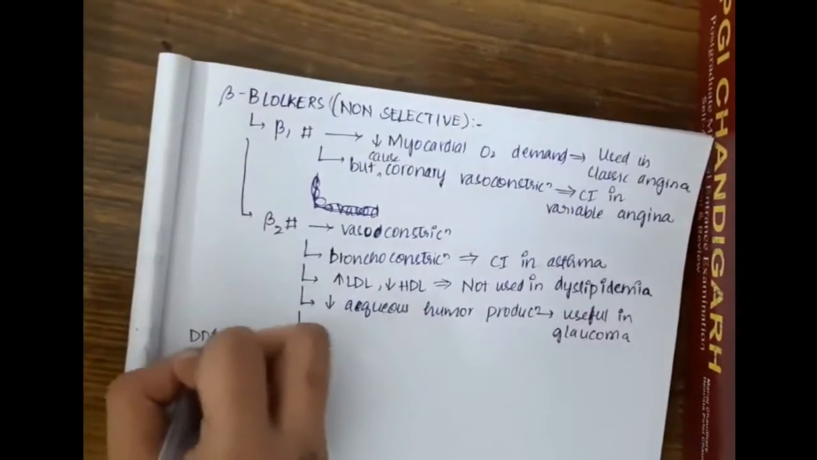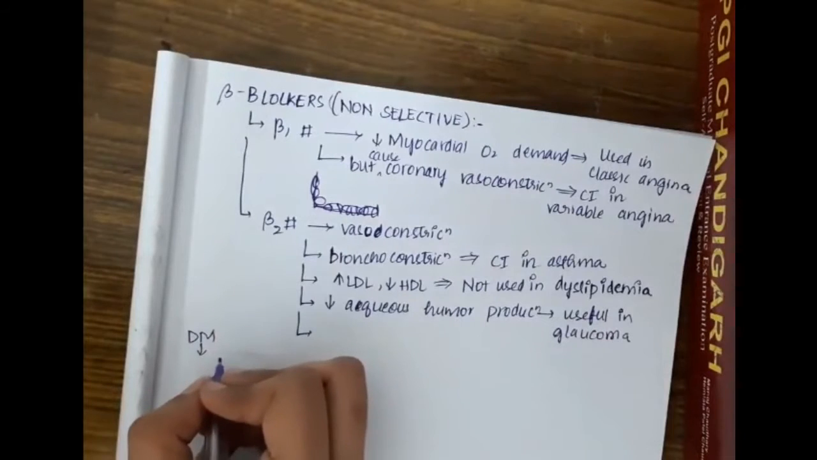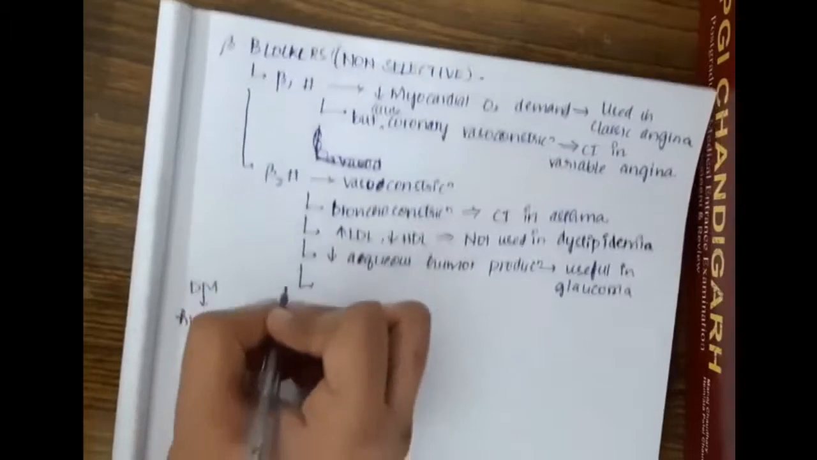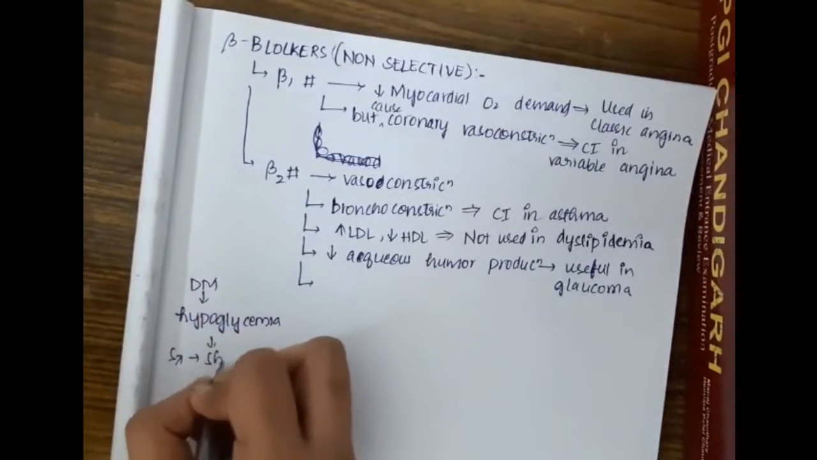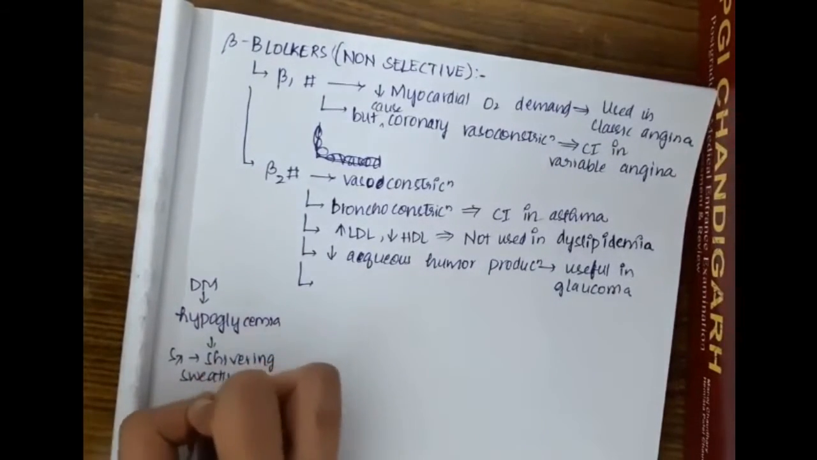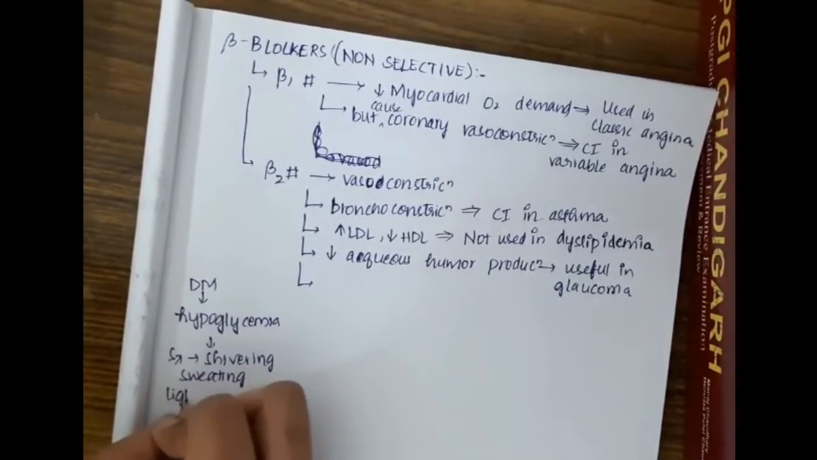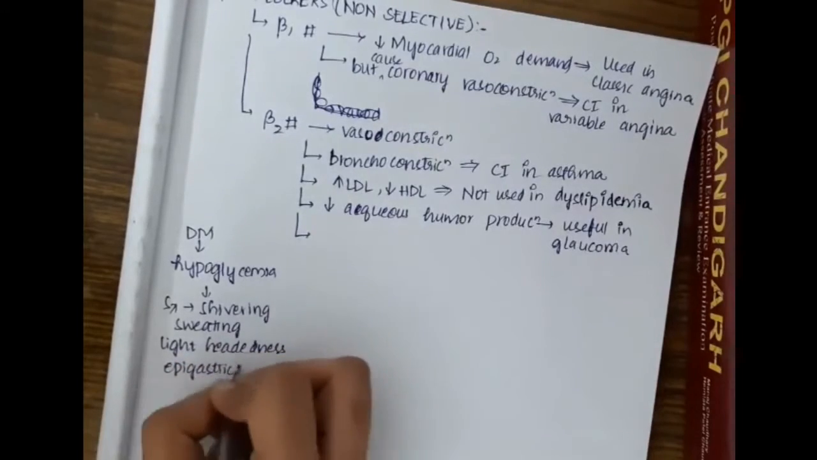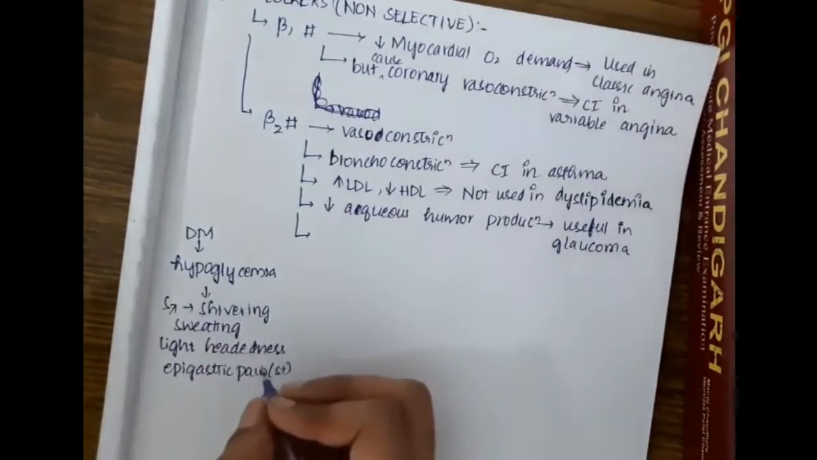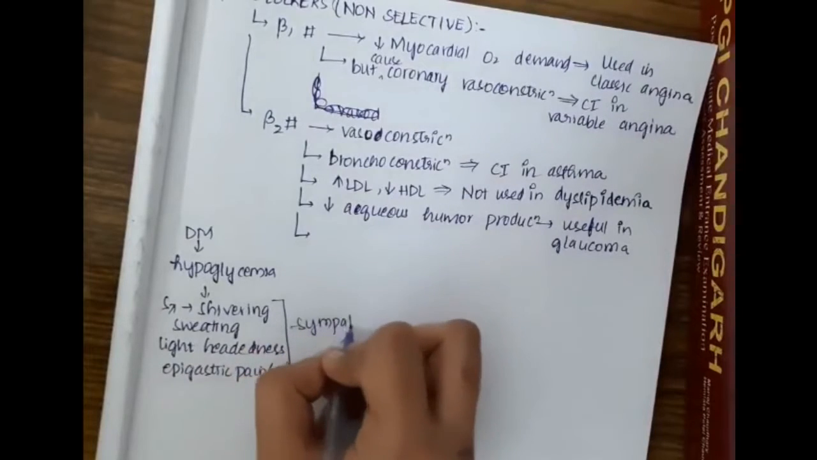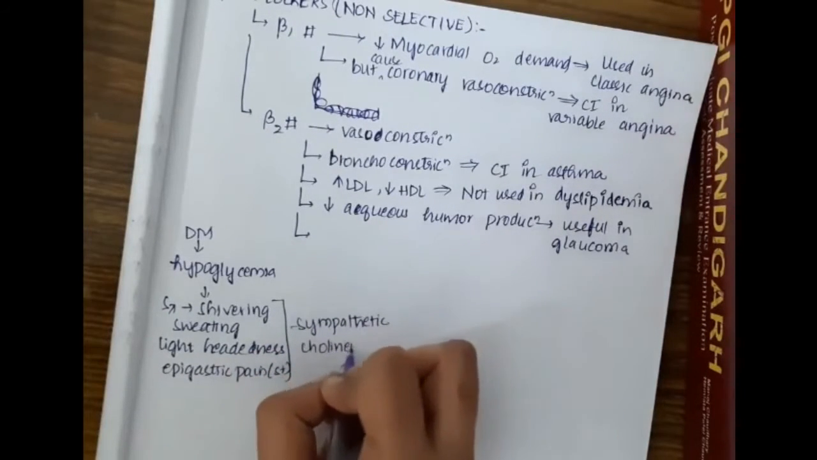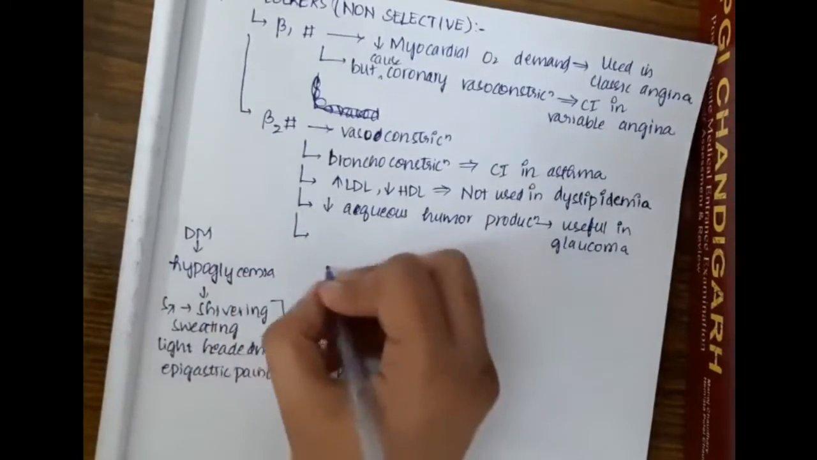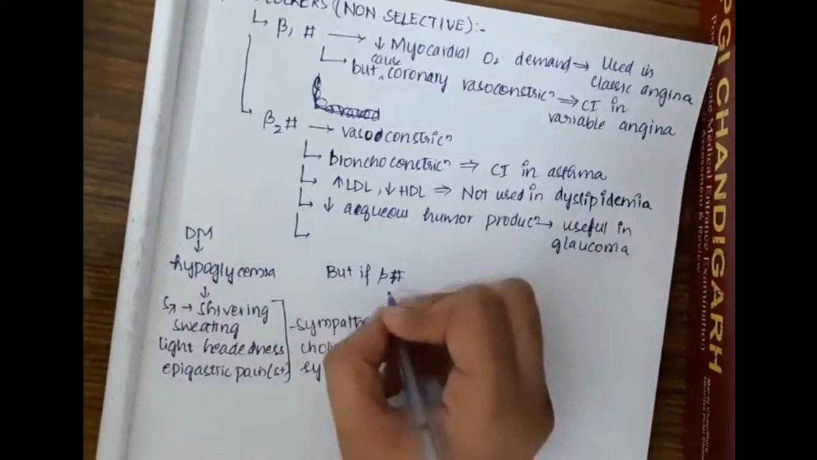One more thing: in diabetes mellitus, a side effect of treatment is hypoglycemia. Hypoglycemia results in symptoms like shivering, sweating, lightheadedness, epigastric pain sometimes. It can also cause tachycardia and fainting. So all these are sympathetic cholinergic symptoms. When the patient gets these symptoms, he gets alerted and eats sugar.